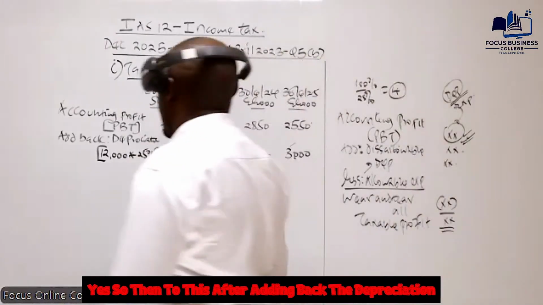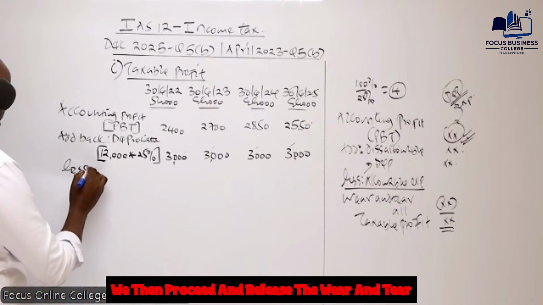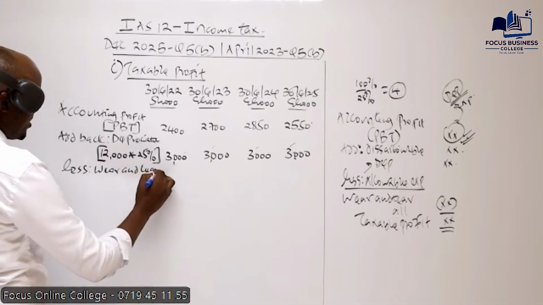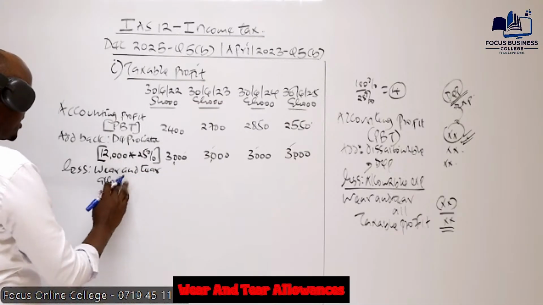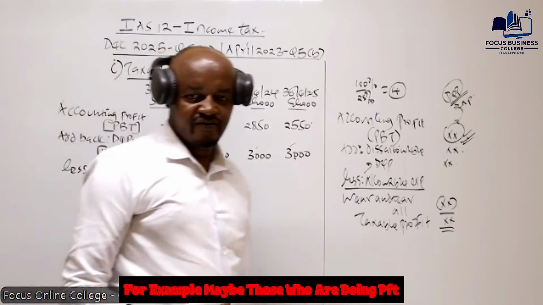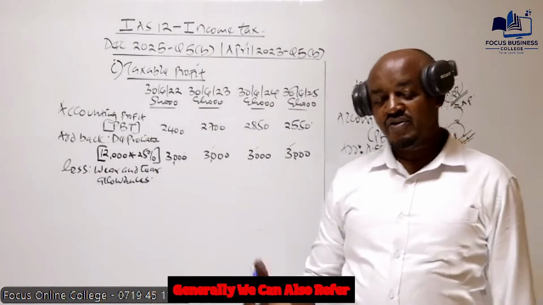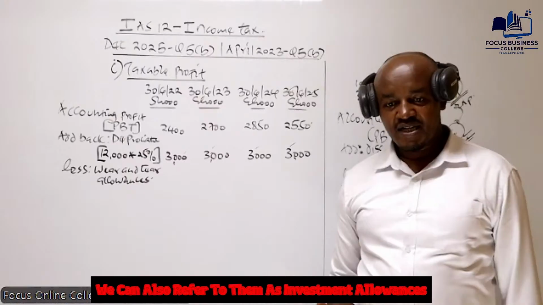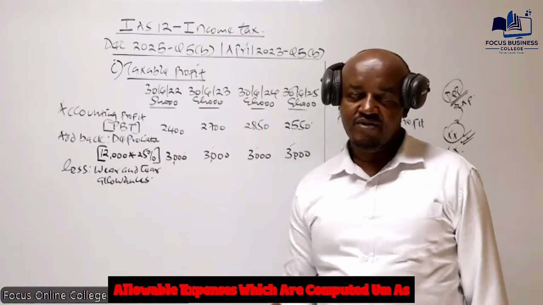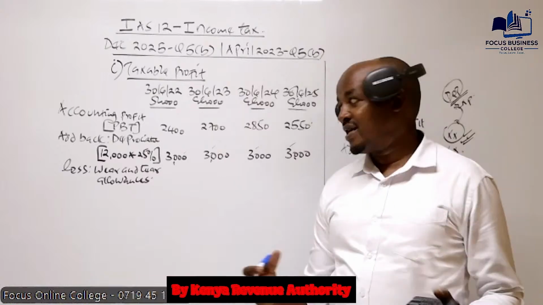Sasa? Yes. So then to this, after adding back the depreciation, we then proceed and we less the wear and tear allowances. Now, this particular wear and tear allowances, for example, maybe those who are doing PFT, we also refer to them, generally, as capital allowances. We can also refer to them as investment allowances. I'll say that these are basically allowable expenses which are computed using the rates which are issued by Kenya Revenue Authority.